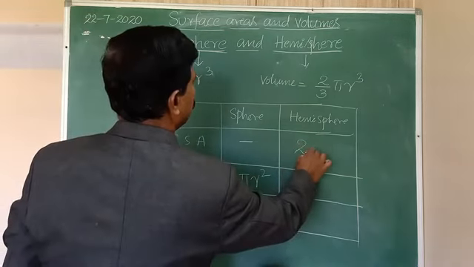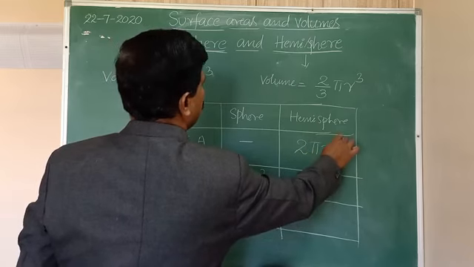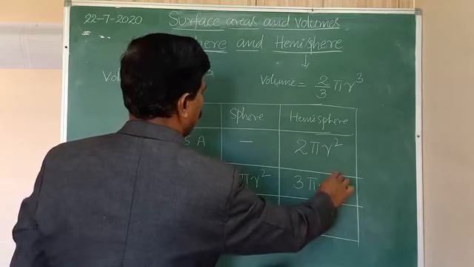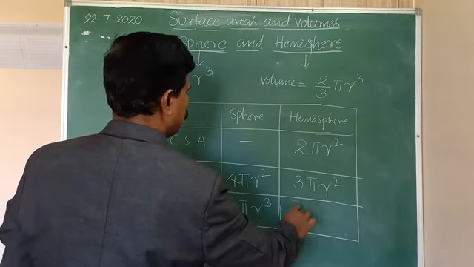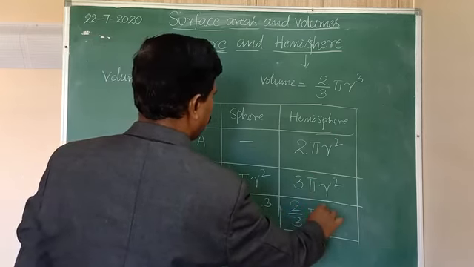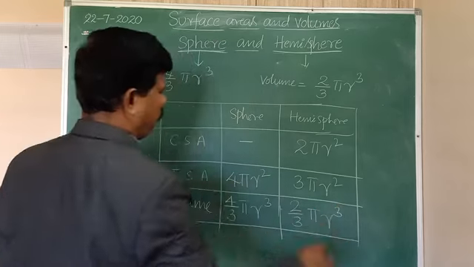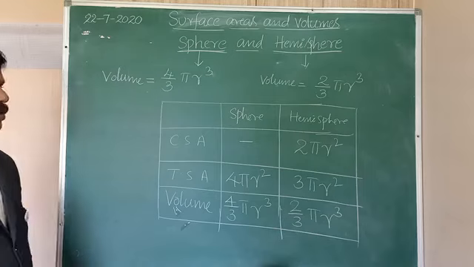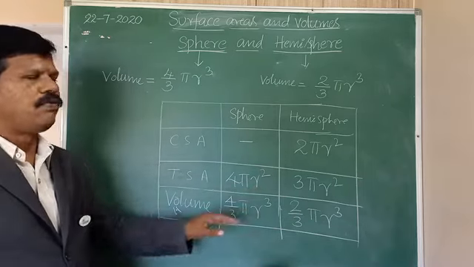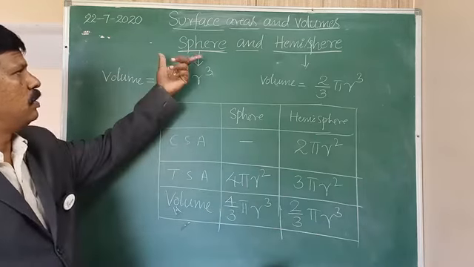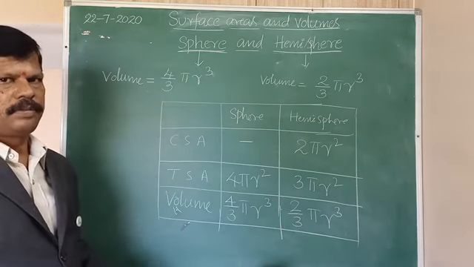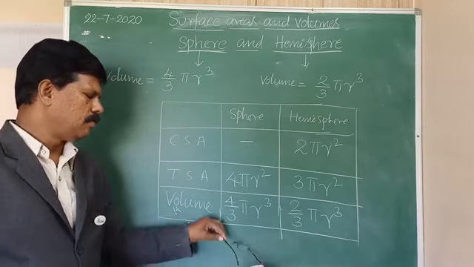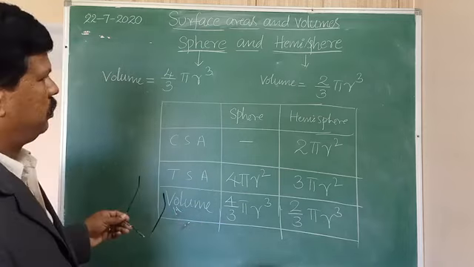Hemisphere CSA is 2 pi r square. Total surface area is 3 pi r square, and the volume is 2 by 3 pi r cube. These are the formulas for a sphere and hemisphere. Clear? Now we make use of these formulas and we will solve some problems.